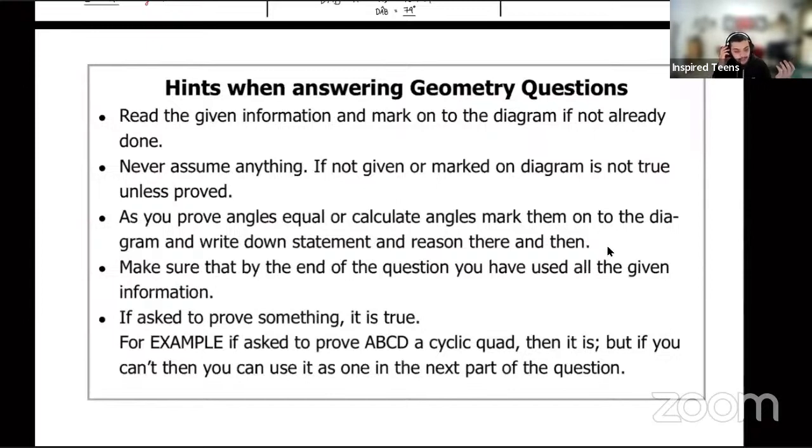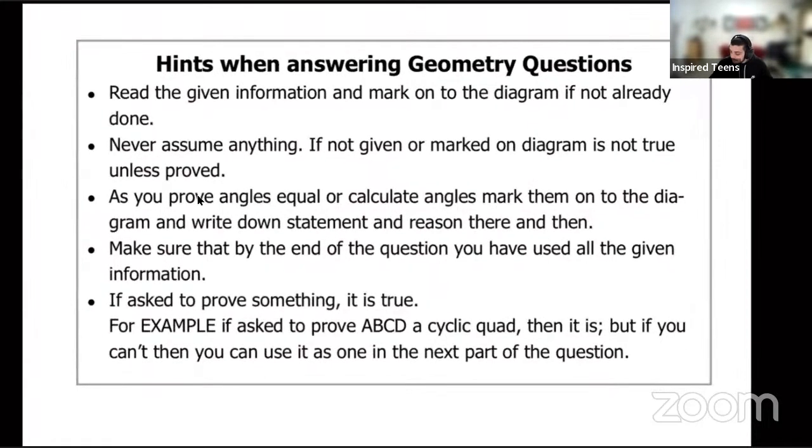Welcome back to grade 11 mathematics by Inspired Teens, where in today's lesson, we are going to be continuing with Euclidean geometry, and we're going to be doing some questions together. Okay, so we'll just go through these for now.